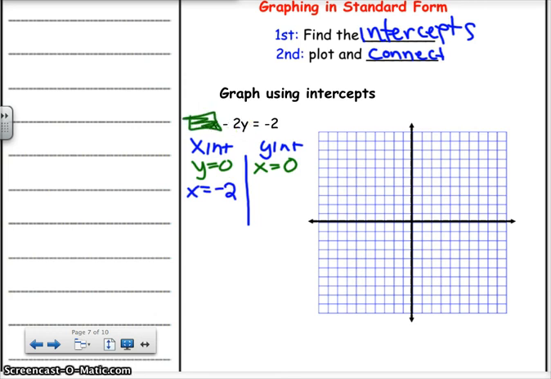Cancel out the x. Now be careful. A lot of kids forget that this is a negative 2, so you need to make sure to be aware of that. Negative 2y is equal to negative 2. Y equals 1. So my x int is at negative 2. My y int at 1. Plot and connect.